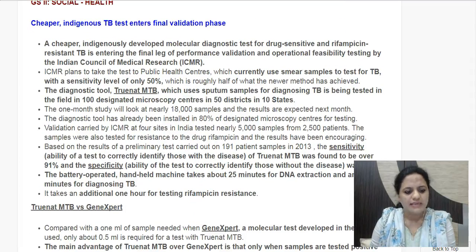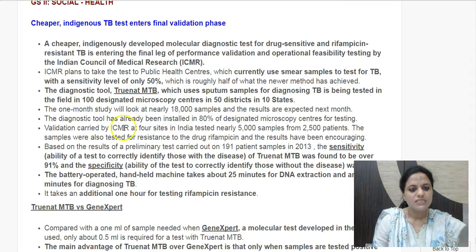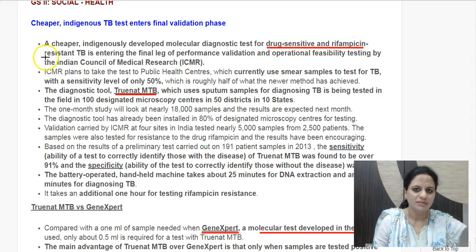And the last news item is cheaper indigenous TB tests enter final validation phase. So this is regarding TrueNet MTB. This is an indigenously developed test, cheaper than GeneXpert, the molecular test developed in USA. Both are molecular tests for drug sensitive and rifampicin resistant TB. The indigenously developed TrueNet MTB is entering into its final validation phase. Its testing will be done by ICMR now.